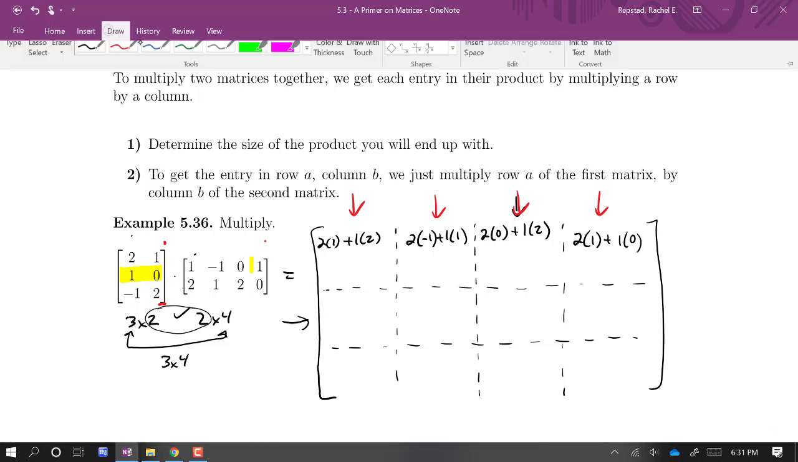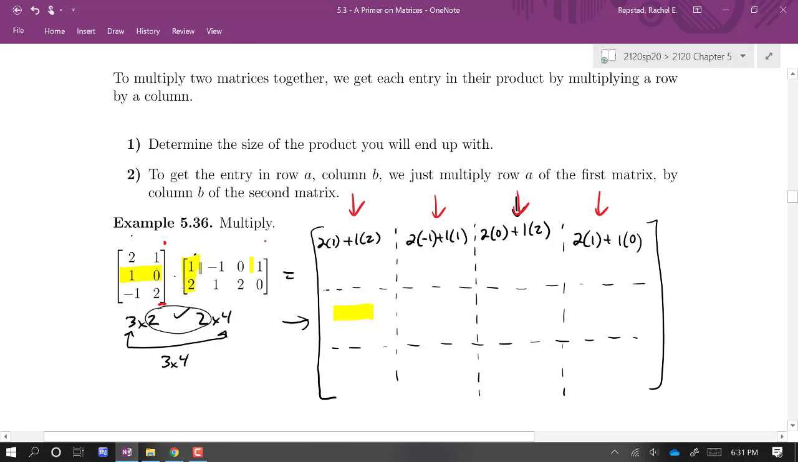row, first column, second row by first column. And that's going to give us 1 times 1 plus 0 times 2. Moving on to the second column here, 1 times negative 1 plus 0 times 1. And then the third column will be 1 times 0 plus 0 times 2.